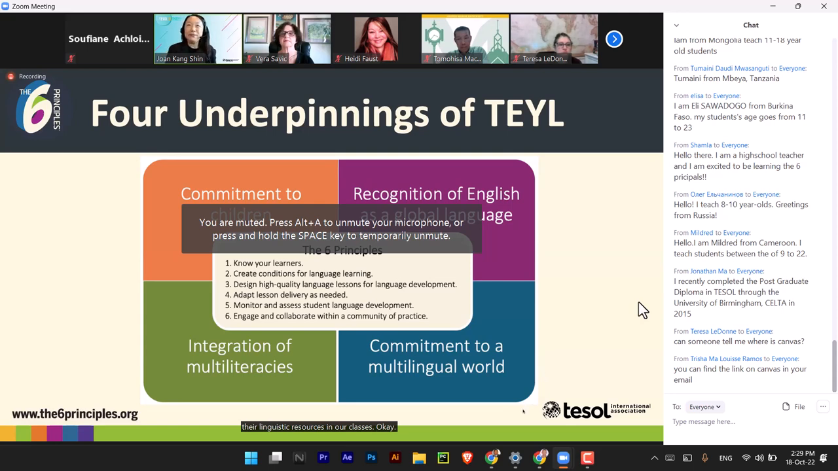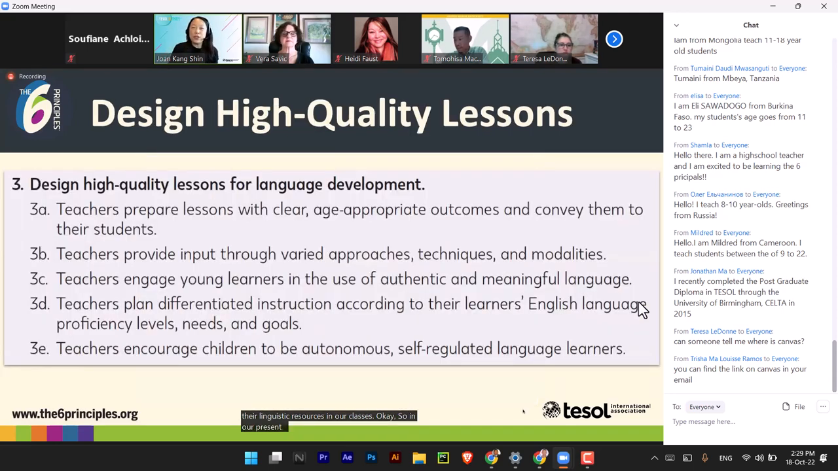Okay. So in our presentation, we want to focus on this third principle, which is about designing high quality lessons for language development. And so we want to make sure that you leave here with ideas for preparing your lessons with clear age-appropriate outcomes. We want to make sure that you see all the varied approaches and techniques and modalities that you can use in order to engage your young learners in the use of authentic and meaningful language. We also want to make sure we're planning differentiated instruction according to learners' English proficiency levels, needs, and goals, and encourage students to be autonomous, self-regulated language learners.